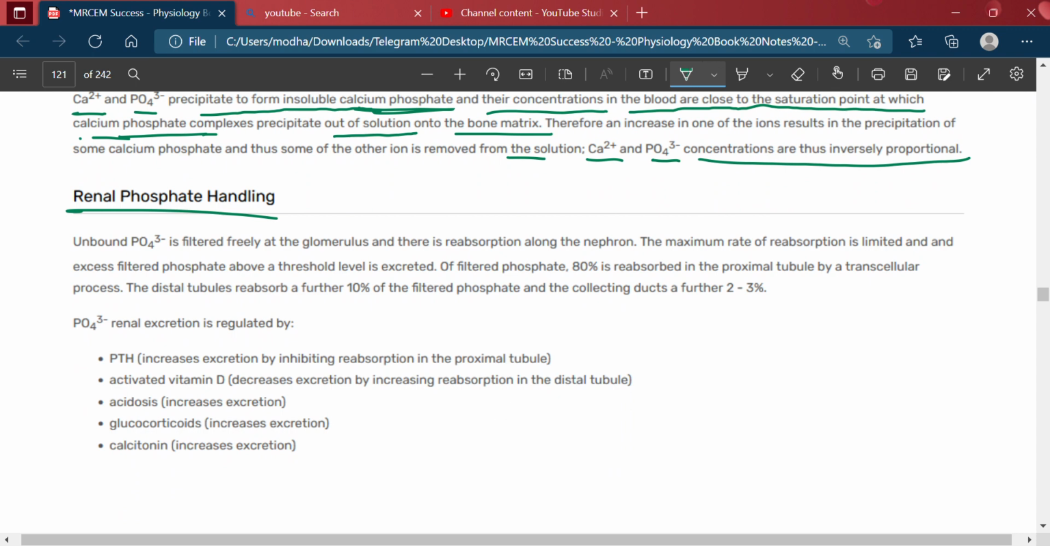So unbound phosphate is filtered freely at the glomerulus, and there is reabsorption along the nephron. The maximum rate of reabsorption is limited, and excess filtered phosphate above the threshold level is excreted.